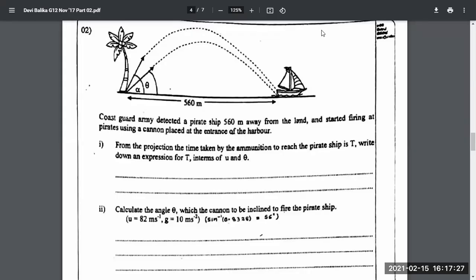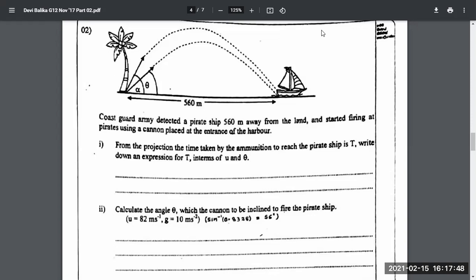Question number 2. Coast Guard Army detected a pirate ship 560 meters away from the land and started firing at pirates using a cannon placed at the entrance of the harbor. From the projection, the time taken by the ammunition to reach the pirate ship is T. Write down an expression for T in terms of U and theta.